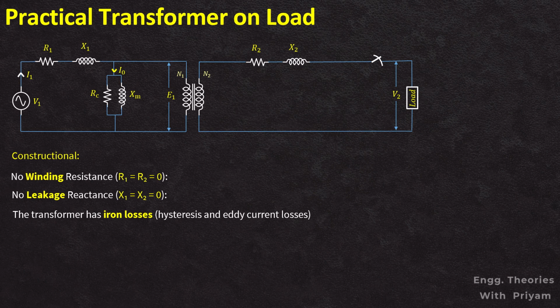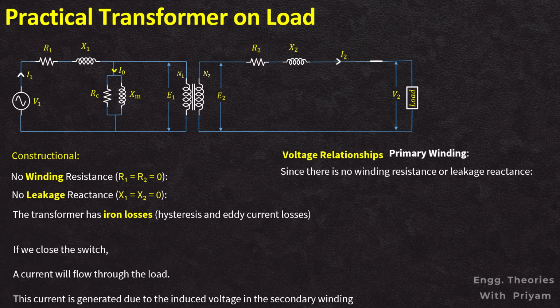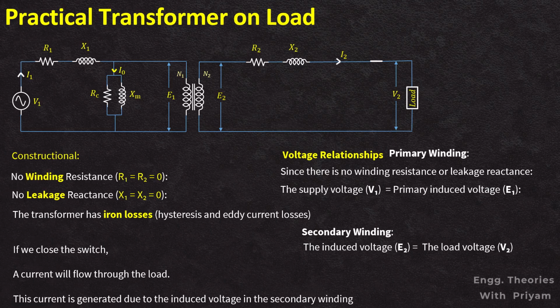Now for the transformer with no winding resistance and no leakage flux, if we close the switch, a current will flow through the load, and this current is generated due to the induced voltage in the secondary winding. Now let us understand the voltage relationship for this loaded condition. Since there is no winding resistance or leakage reactance, the primary supply voltage V1 is equal to the induced voltage E1, or V1 equal to E1, and similarly the secondary induced voltage E2 is equal to the load voltage V2, or E2 equal to V2. The turns ratio K relates the primary and secondary voltages: E1 by E2 is equal to N1 by N2 is equal to K.